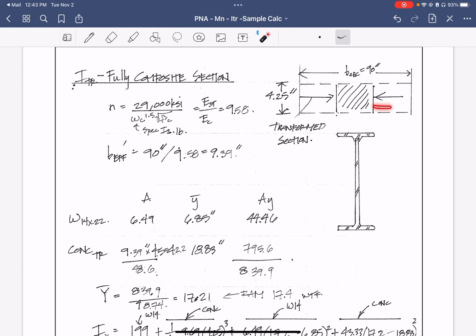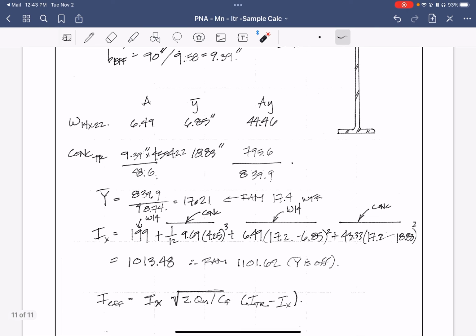It's 14 by, so I don't know if it's up there or something. And RAM gets 17.4. It's within the error that we've discussed. I don't know what WTF stands for, but it probably is expressing the difference between this and this.